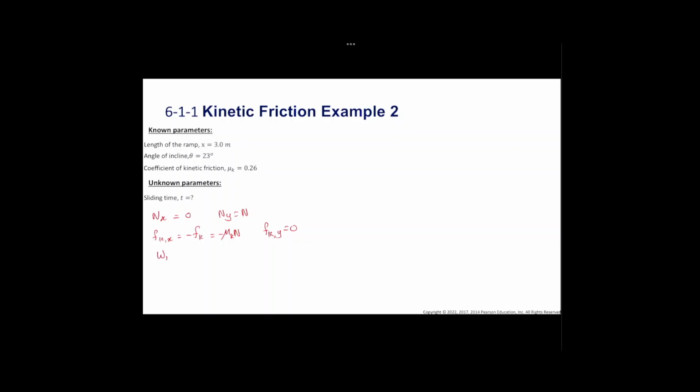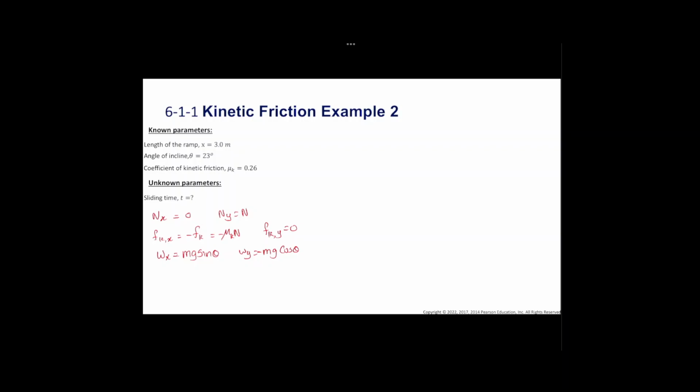And for weight, we saw that weight has both x and y components. The x component was mg sin theta, and the y component was mg cos theta, but it was directed in the negative y direction. Therefore, it's a negative value.